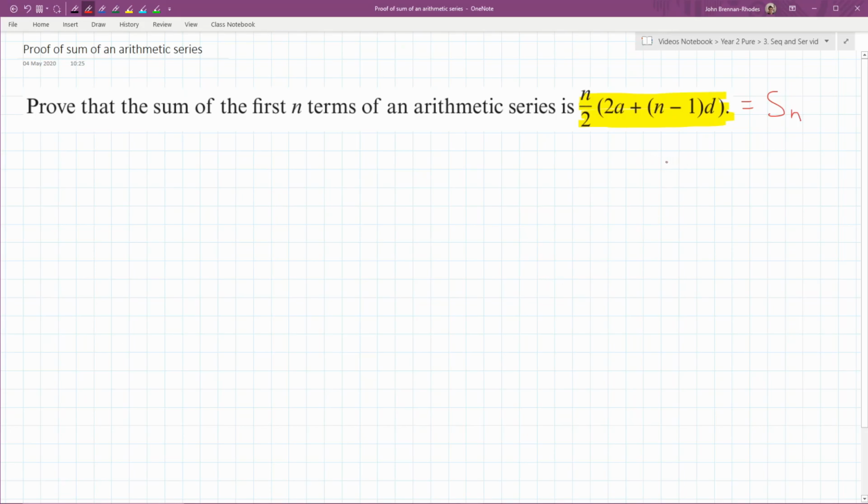It's important not to get mixed up with the nth term, which is a plus n minus 1 times d, which we came up with. This is the nth term. This is the sum of the first n terms. To do this, we're going to follow a very similar method to what Gauss did.